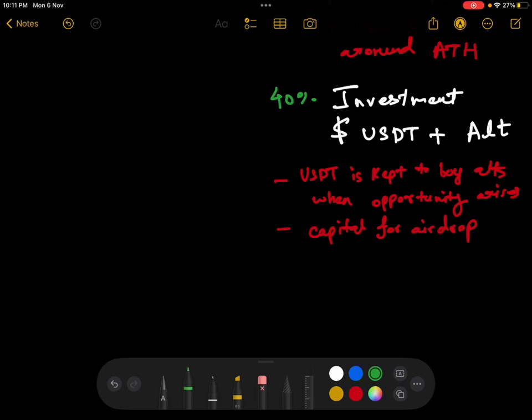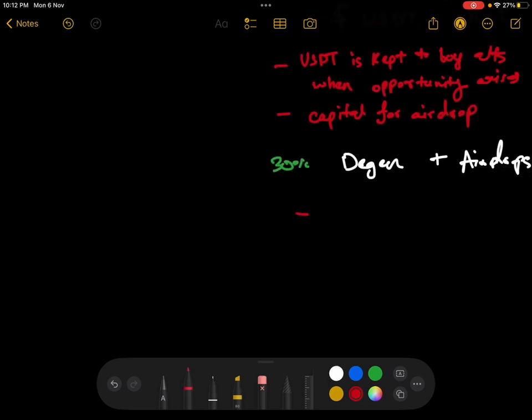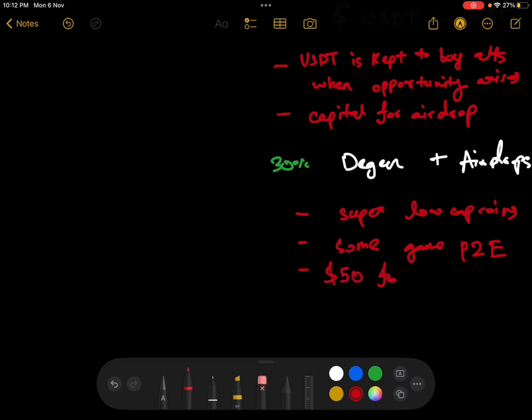And the last category is basically 30%, that is for degen plus airdrops. By degen I mean super low cap coins, let's say, maybe some game, play to earn, maybe some kind of airdrop. Like let's say I want $50 for a layer 0 airdrop.